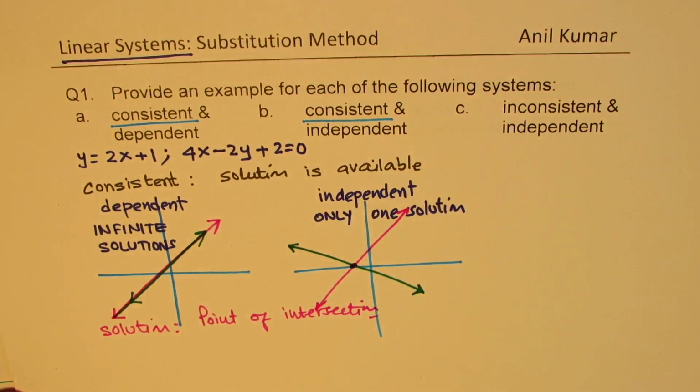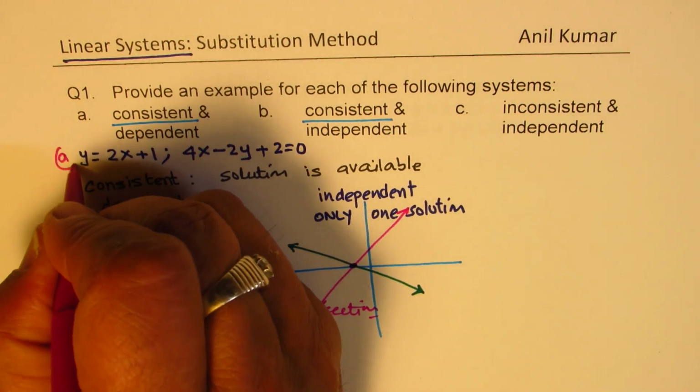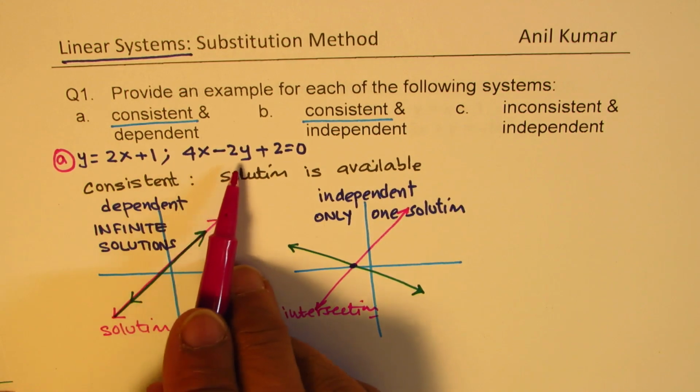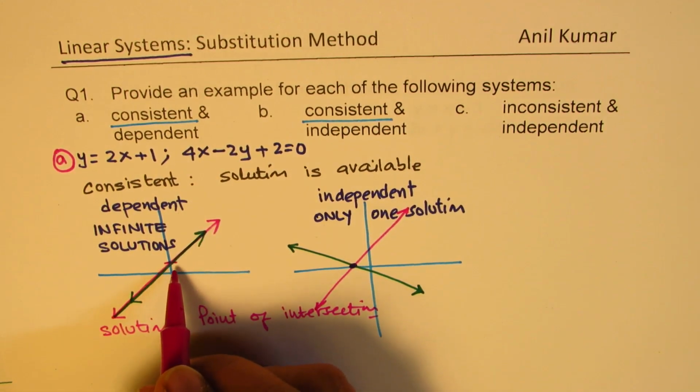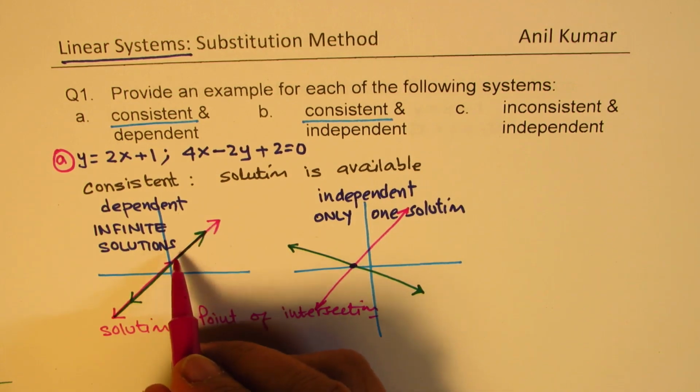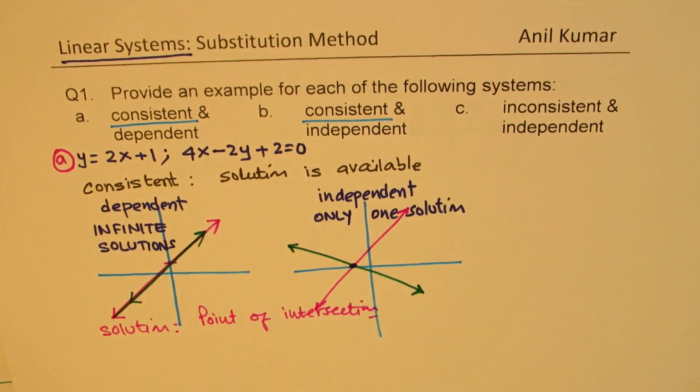So this particular system is overlapping lines. They're exactly the same lines. They have the same y-intercept at 1, as shown here, positive slope of 2, and that becomes the equation. Is that clear to you, right?